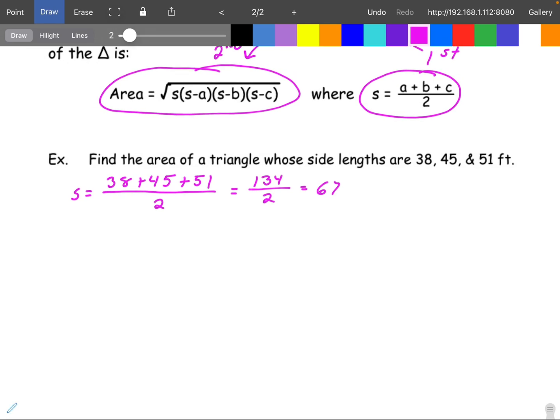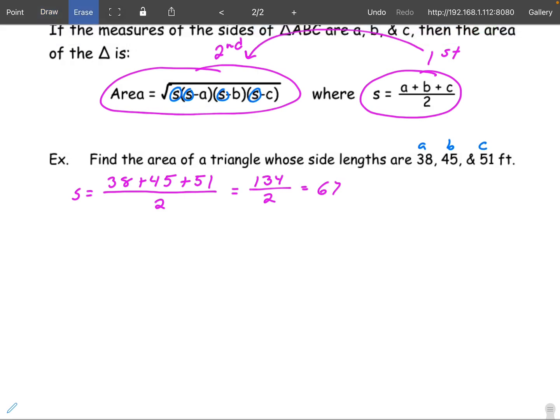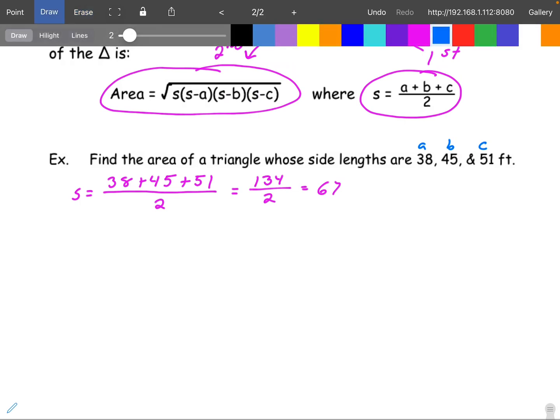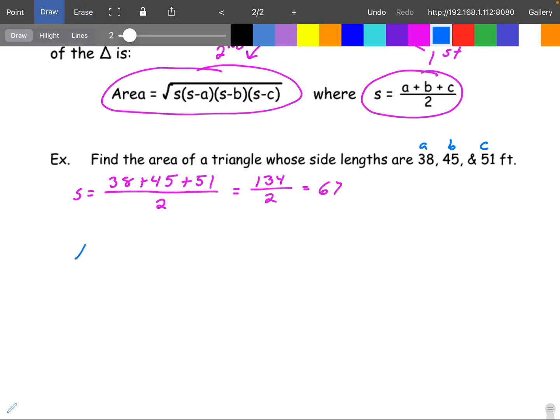Now I want to plug it into my area formula. So everywhere I see an s, that's going to become 67. And then my a, b, and c are my 3 side lengths. And it doesn't really matter which one is which. I tend to go a, b, and c and put them in order, but technically it doesn't matter. So let's go ahead and fill into that formula and we can be done. So area is going to equal big long square root. And the first thing we have in here is just s. Well, we found that s was 67.